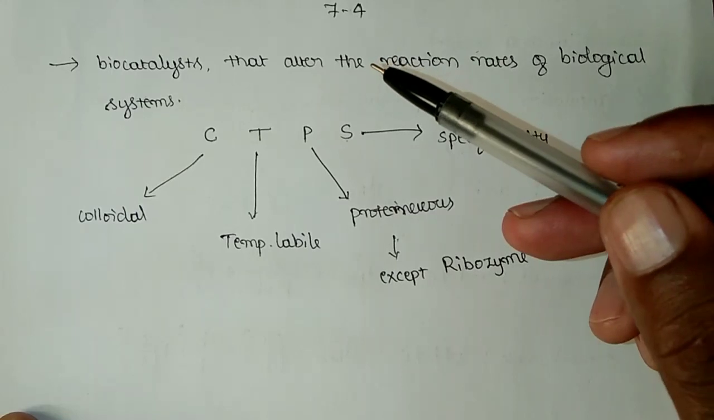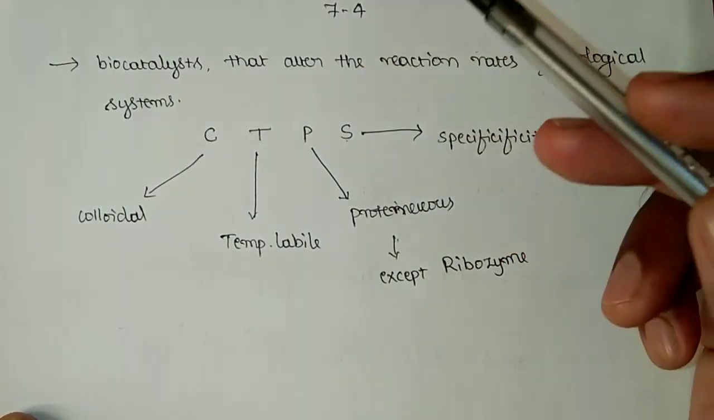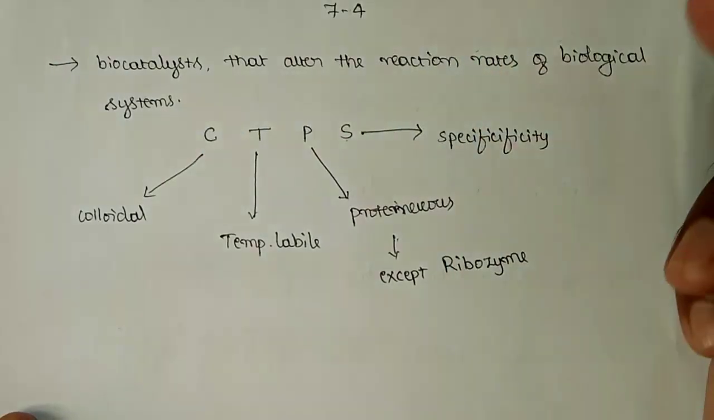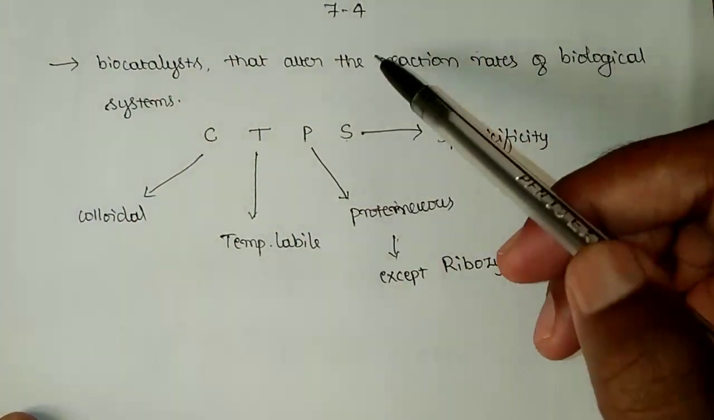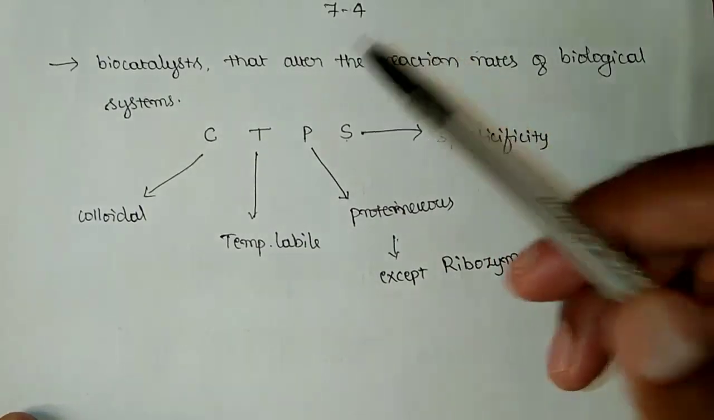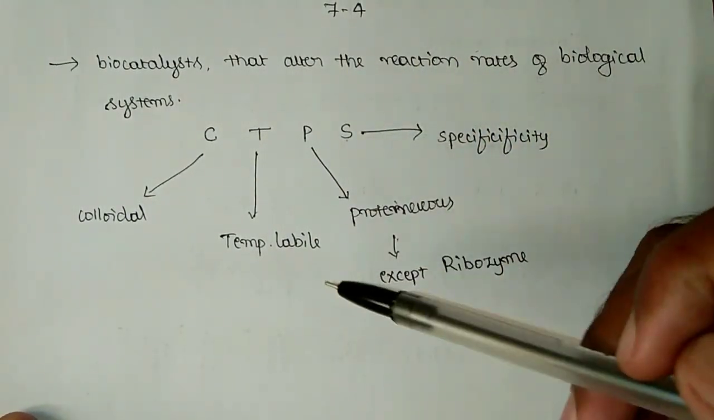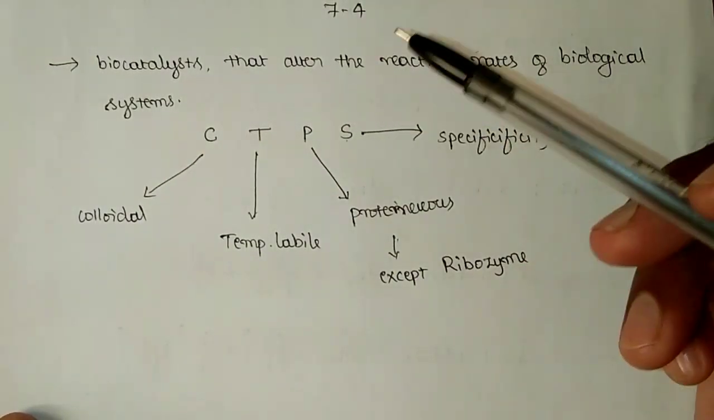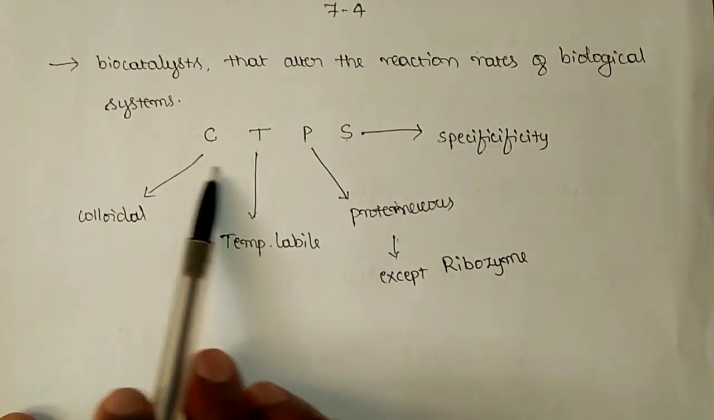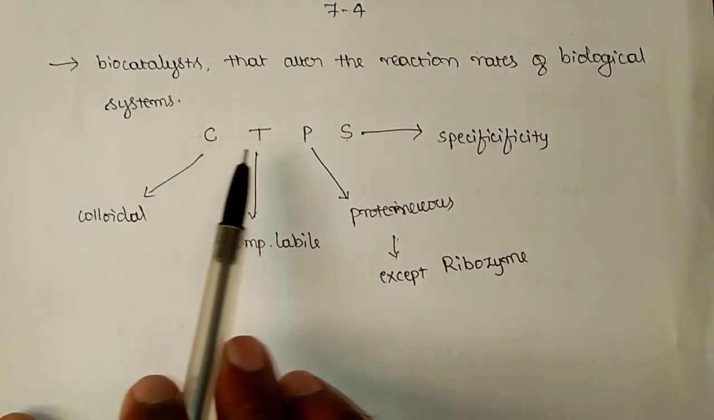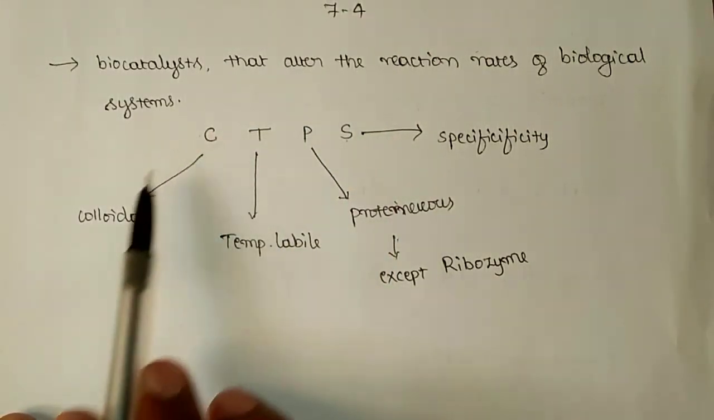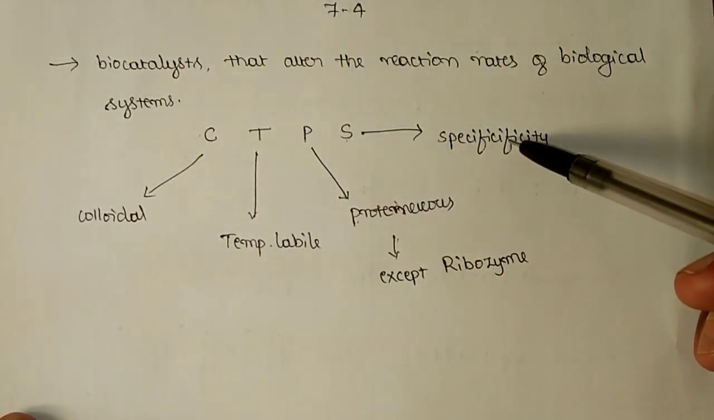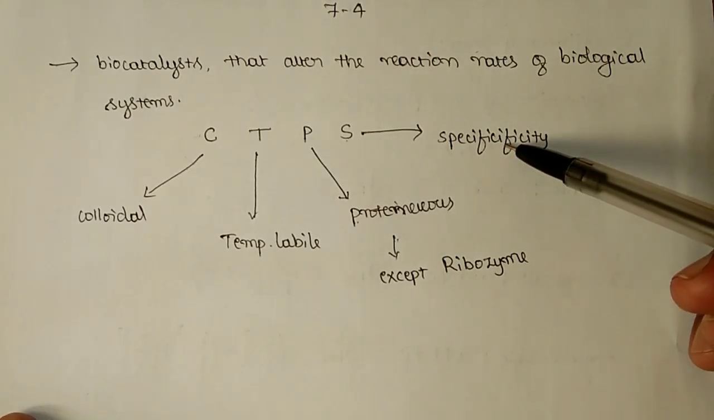That means if you consider an enzyme, it is not possible to use the same enzyme to carry out the reactions of all types. Each enzyme is specific towards a particular type of reaction or particular substrate, that we shall look over in the next coming topics. So here you should remember this one. The enzymes are CTPS in nature. That means they are colloidal, temperature labile, proteinaceous, and they are highly specific in nature.